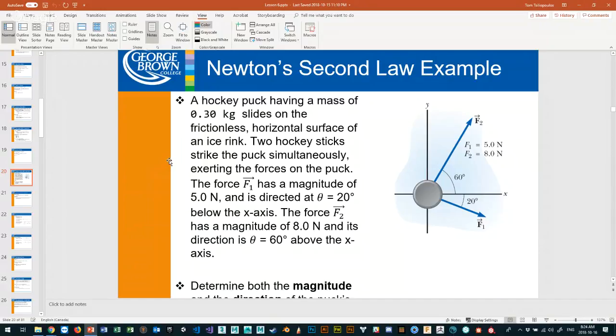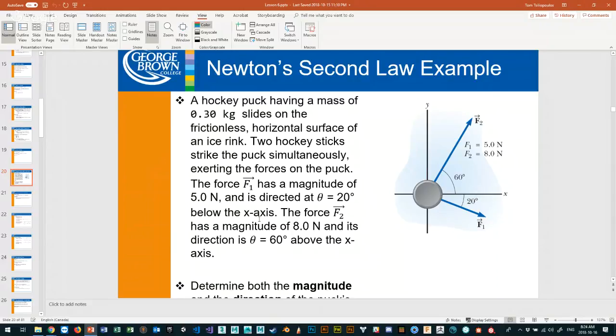So 2 hockey sticks strike the puck simultaneously. So you can see one strikes it this way, as an example. Another one strikes it this way. Where is it going to go? So the force F1 has a magnitude of 5 newtons, and is directed at theta equal to 20 degrees from the horizontal, as an example, right?